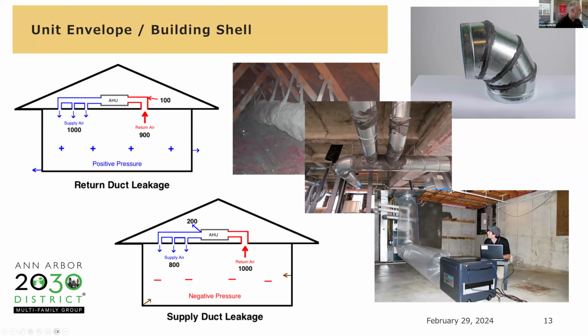And then on the supply side, we're going to negatively pressurize. We're going to depressurize the building, again forcing it to leak and draw unconditioned air to the inside. So we want to make sure to get our duct systems as sealed as possible, as tight as possible, not only for the air leakage rate, but then we're also getting conditioned air where it needs to be in the building or in the unit.